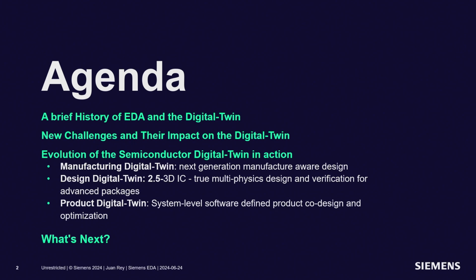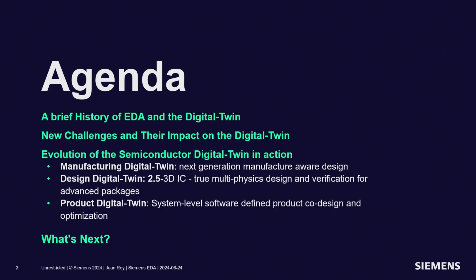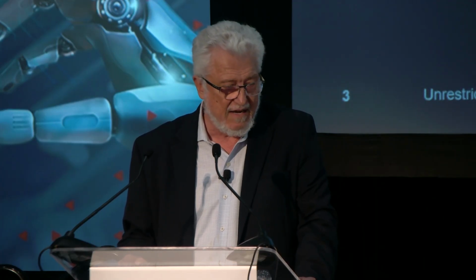As a way of having an agenda, I will go first over a brief history of EDA and the digital twin, but then I will be focusing on new challenges and the impact of those challenges in the digital twin. Then I will be going over the bulk of the presentation that goes through three examples: the manufacturing digital twin, the design digital twin, and a product design digital twin. And then I will be focusing the last few slides to talk about what the new challenges are bringing us in this area and how we should react.